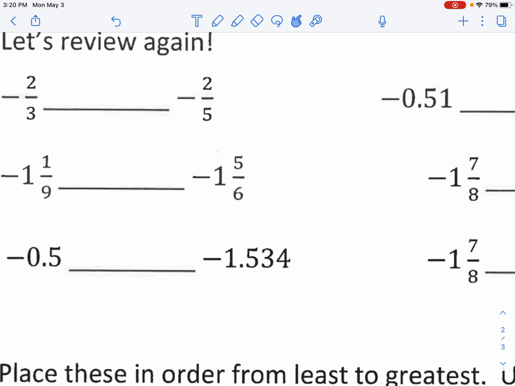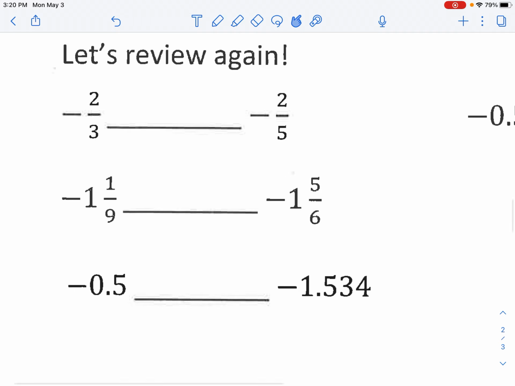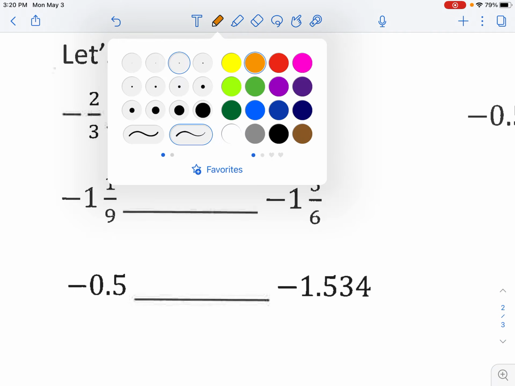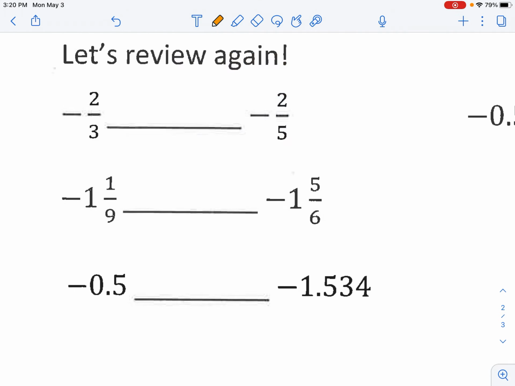So let's review again. So this is the comparing. Remember, you have two choices. You can either find a common denominator. So for 3 and 5 would be 15.